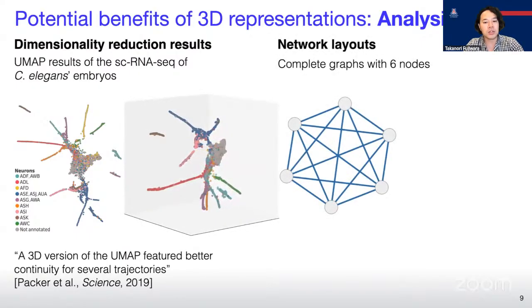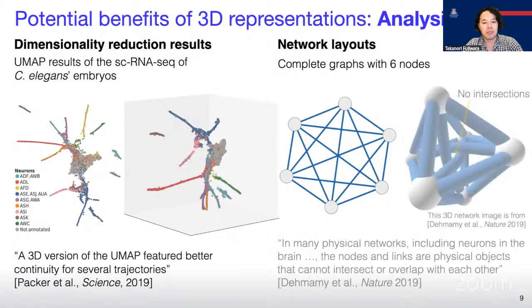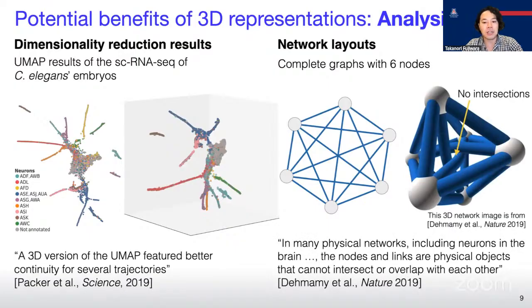And similar issues happen when analyzing network data. For example, when using a 2D space, link intersections like this are often inevitable. But as noted by various scientists, in real-world physical networks, such as neurons in the brain, link intersections, edge crossings, should not happen. And if we can use a 3D space like this, we can easily satisfy such structural constraints.